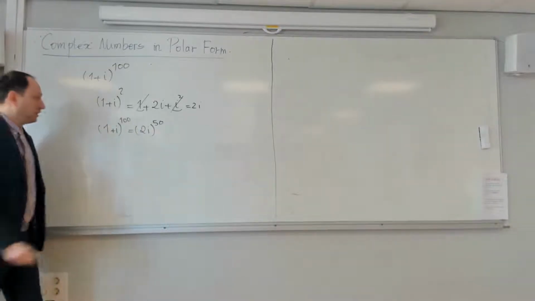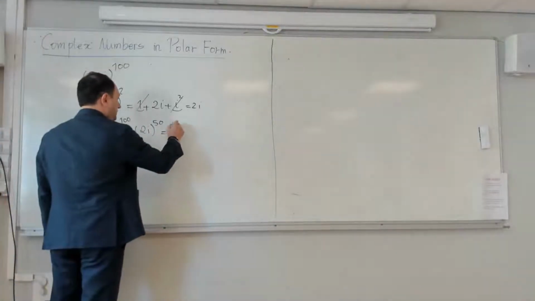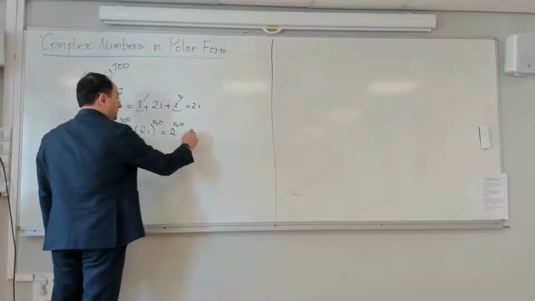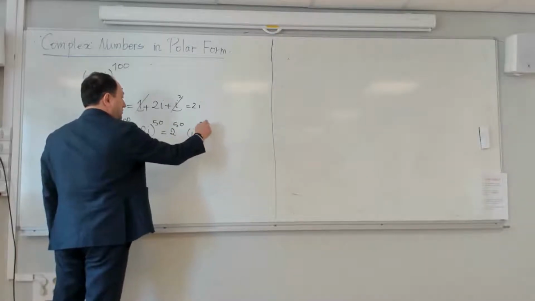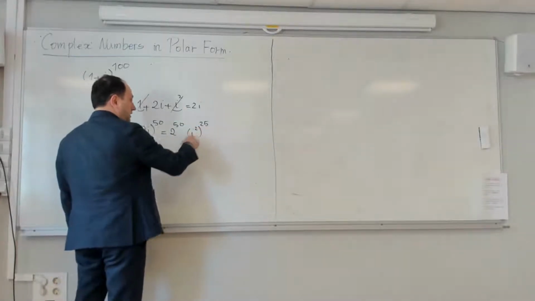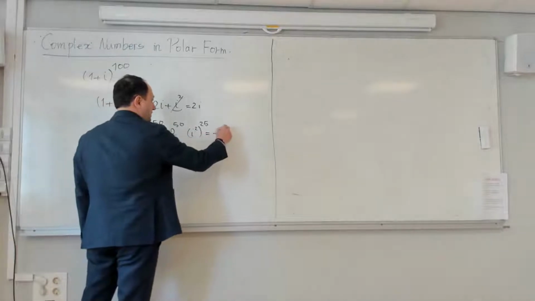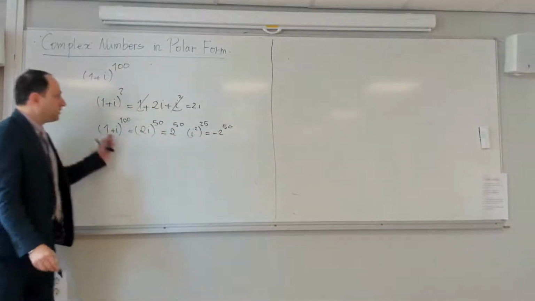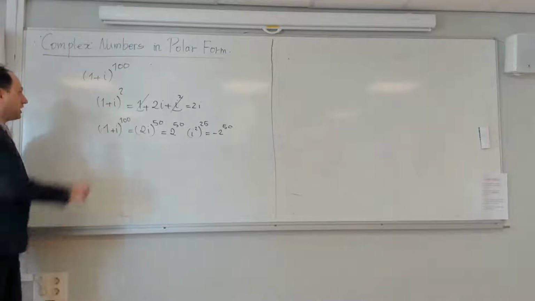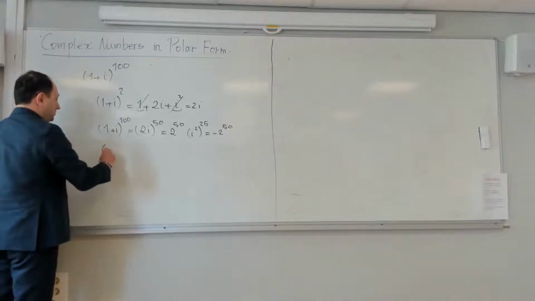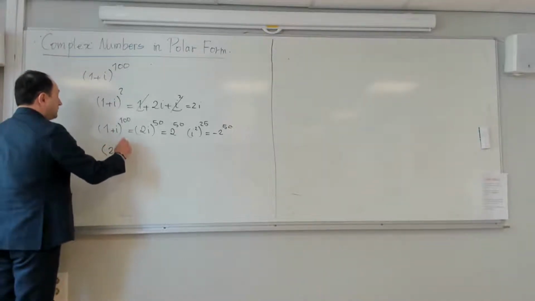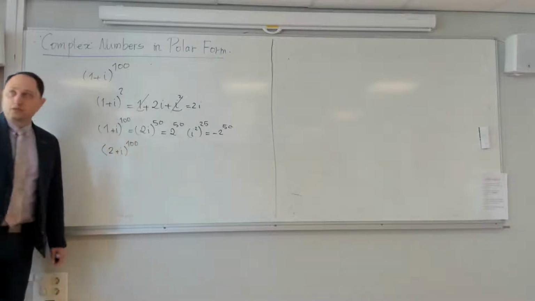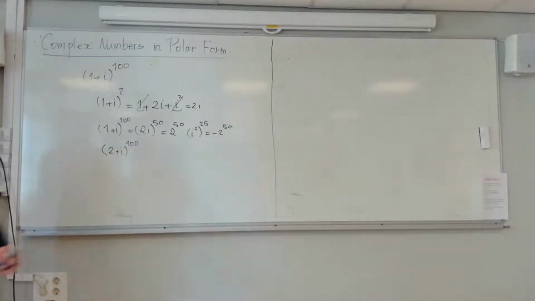Yes? And then this becomes 2 to the power of 50. And instead of i to the power of 50, I can write (i squared) to the power of 25. And this becomes negative 2 to the power of 50. Okay? This was a coincidence. But let me just change this 1, I don't know, to (2 + i) to the power of 100. Yes? Then this doesn't work.